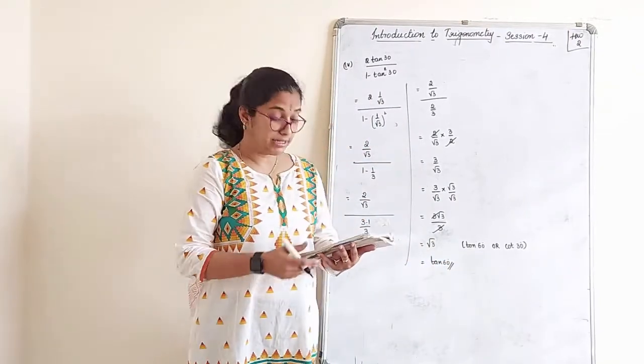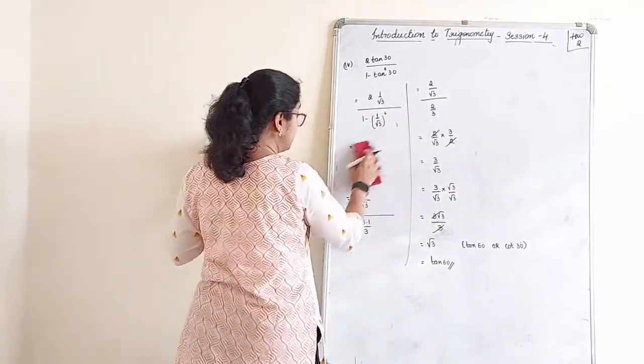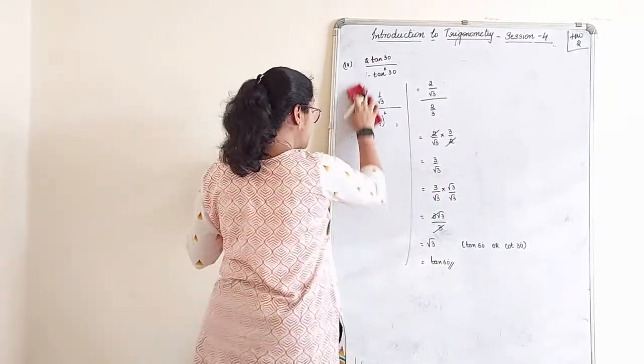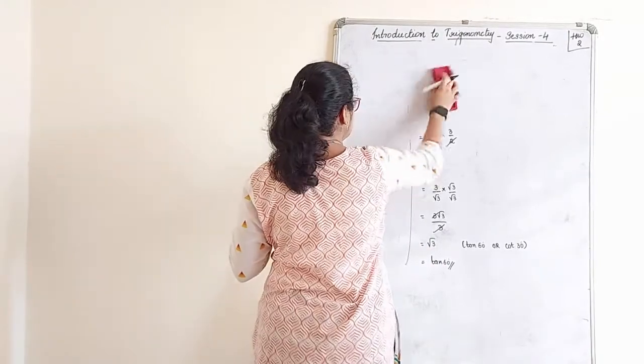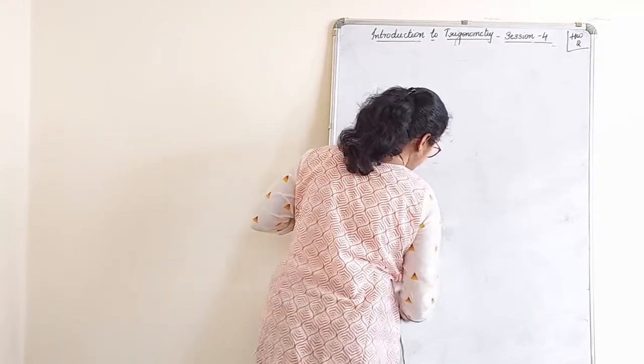Very clear how to write it? Quickly we'll move to the next one. The next one is something like linear equations in two variables. Usually such questions are asked. It was asked last year also in your paper.